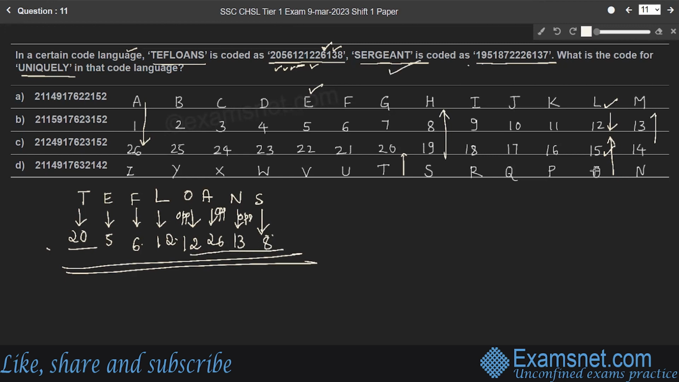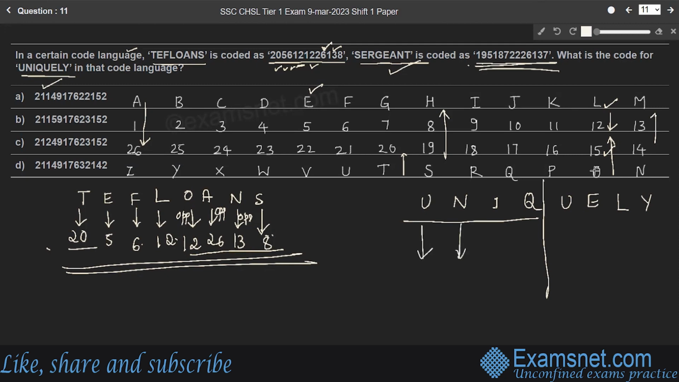Similarly, the second word SERGEANT is coded as these numbers. So in the same way, UNIQUELY in that code language. In each case, there are 8 letters, right? So let us divide. Let us consider the first 4 letters. In each letter, we have to consider their respective positional values.